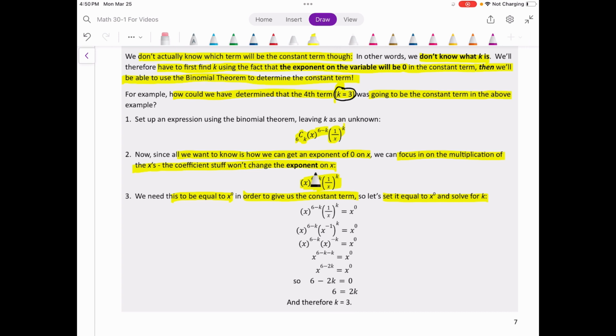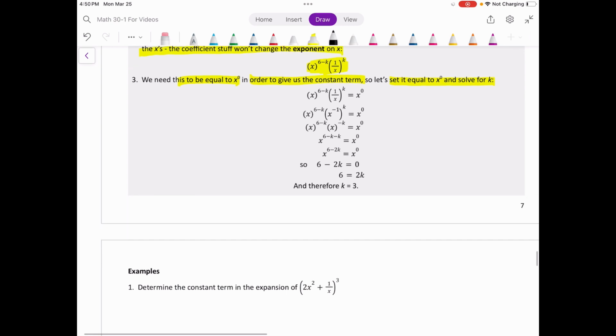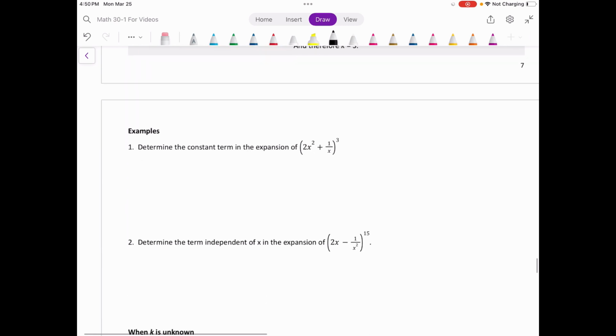We can check our work here. 6 minus k would be 3. 6 minus 3 would be 3. And then if we have x to the power of 3 times 1 over x to the power of 3, we end up with x to the power of 0, a constant. Let's try some examples out like that.